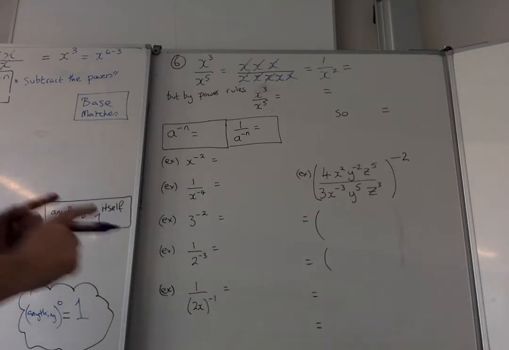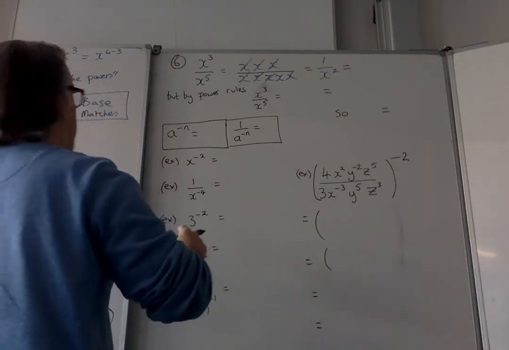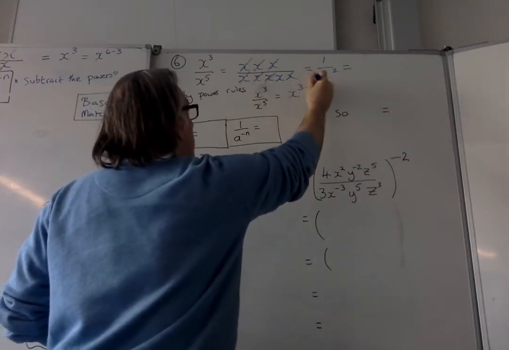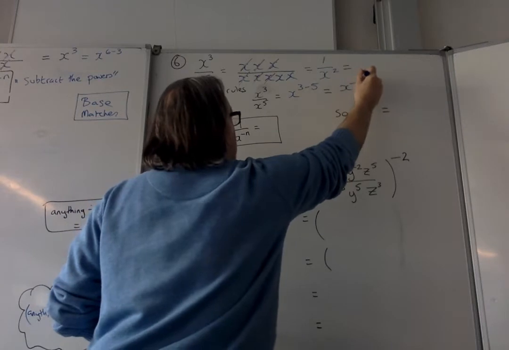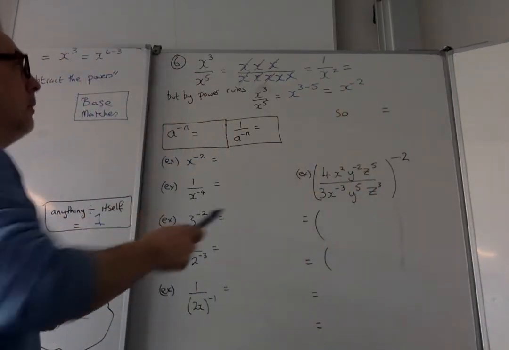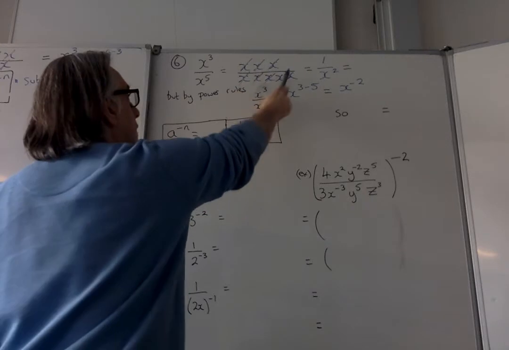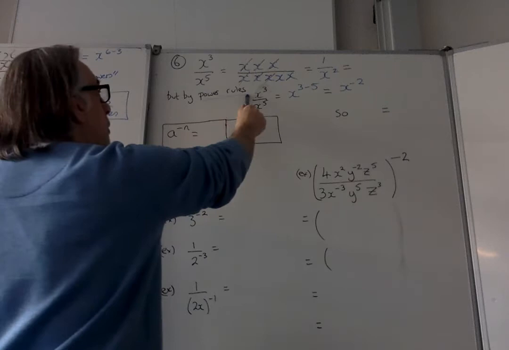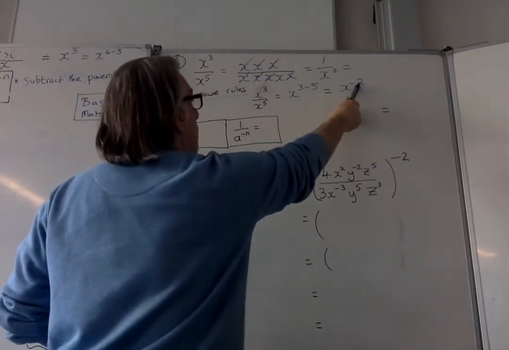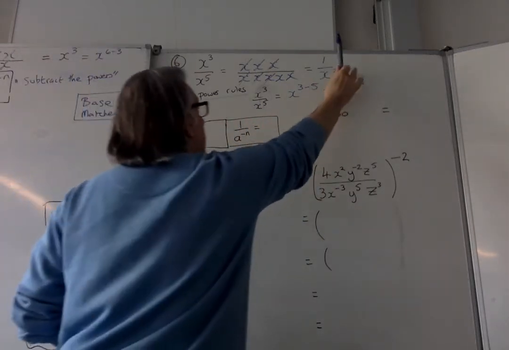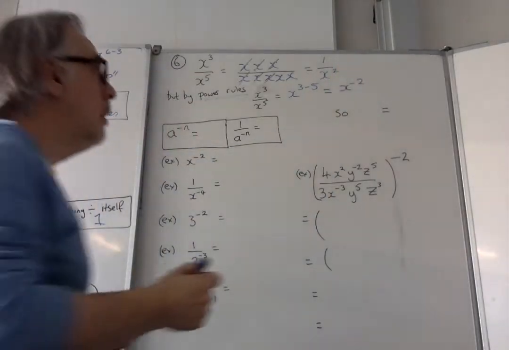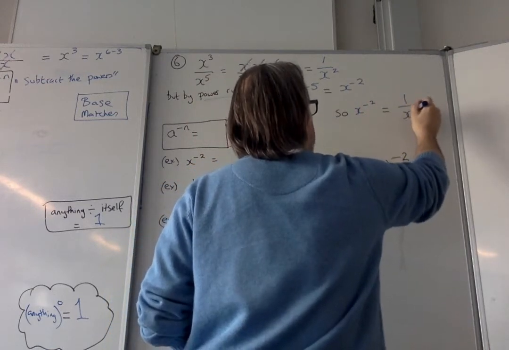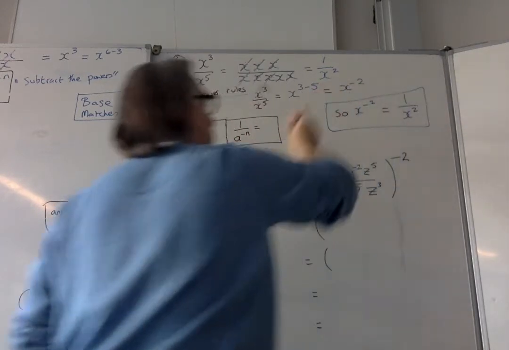Okay, now, if we did it by the power rules, we said we have to subtract the powers. So if I do this, it means x to 3 minus 5 means I get x to the minus 2. But we did the question like this, and this is completely a valid method, and we ended up with a solution like this. We've used the power rules, which we know work. We've done this, and we've also ended up with this. This means that this and this are equivalent to each other. So it means that x to the minus 2 is equivalent to writing it as 1 over x squared.